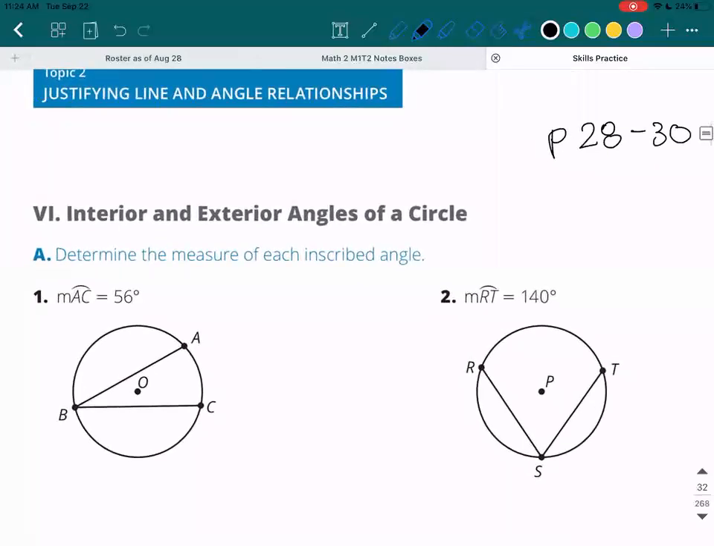Interior and exterior angles of a circle. Part A says, determine the measure of each inscribed angle. So we have an inscribed angle here. Give me one moment.